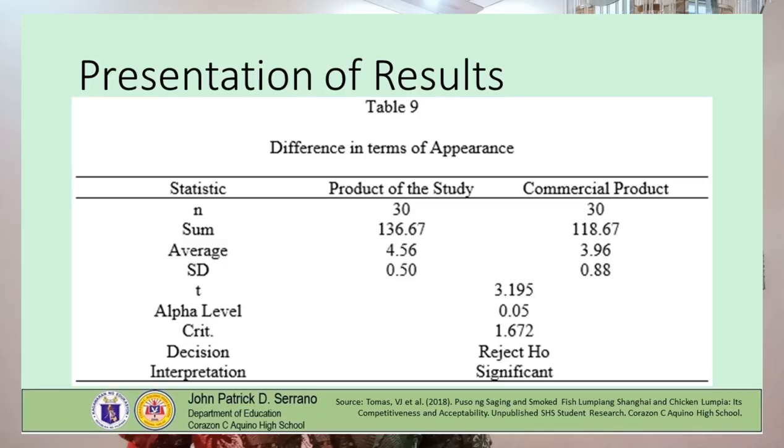Another example. In this study, two products were compared. The product of the study and the commercial product. Well, to be honest, we will need a strong foundation of statistics to make this right. But if you can't do it, let your statistician do it for you.